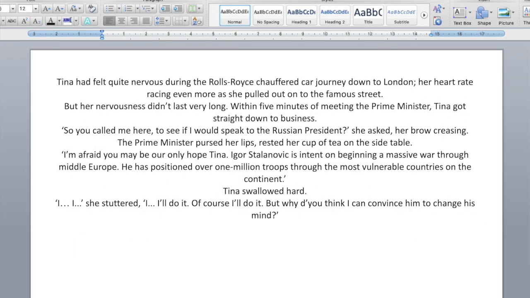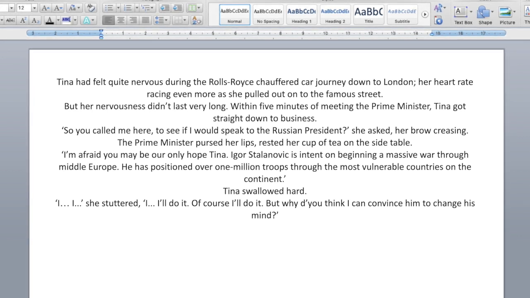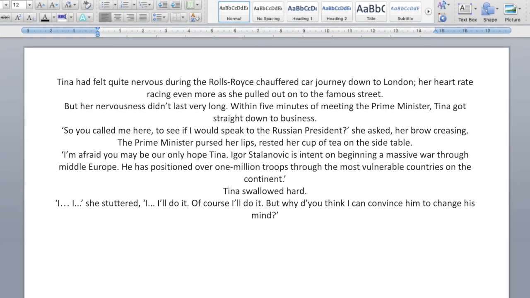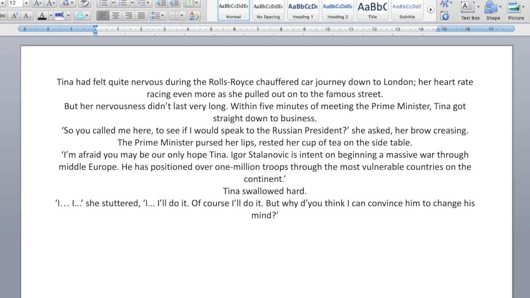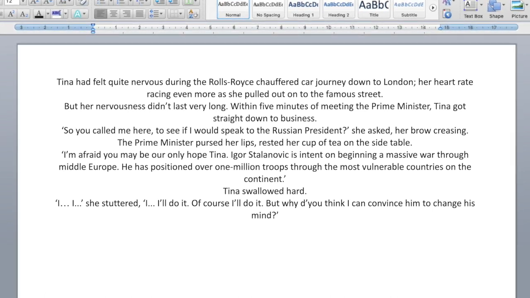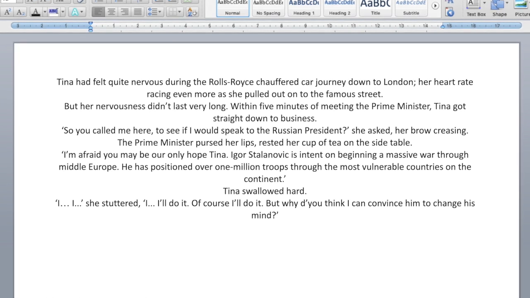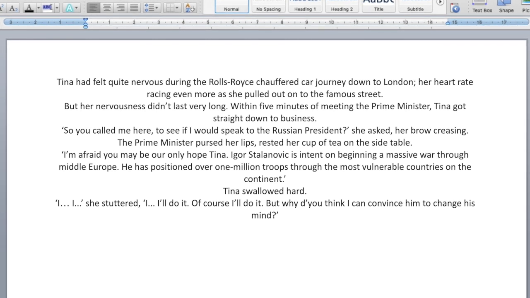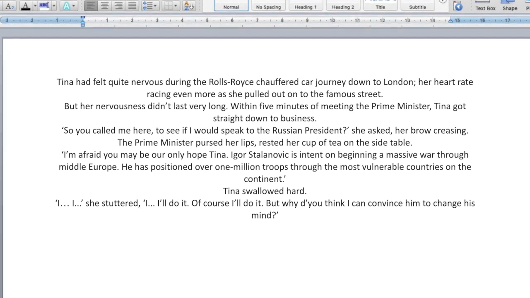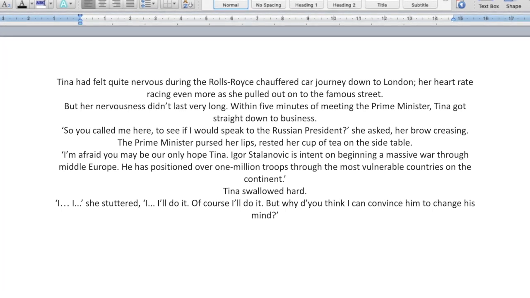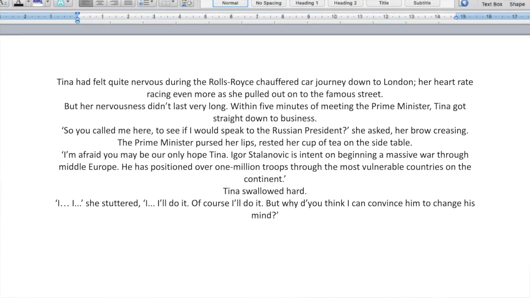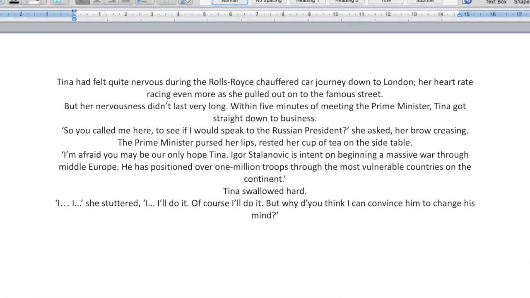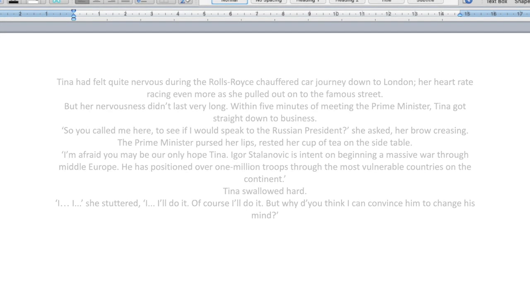Tina had felt quite nervous during the Rolls-Royce chauffeured car journey down to London, her heart rate racing even more as she pulled out onto the famous street. But her nervousness didn't last very long. Within 5 minutes of meeting the Prime Minister, Tina got straight down to business. "So you called me here to see if I would speak to the Russian president," she asked, her brow creasing. The Prime Minister pursed her lips, rested her cup of tea on the side table. "I'm afraid you may be our only hope, Tina. Igor Stalanovich is intent on beginning a massive war through Middle Europe. He has positioned over 1 million troops through the most vulnerable countries on the continent." Tina swallowed hard. She stuttered, "I'll do it. Of course I'll do it. But why do you think I can convince him to change his mind?"